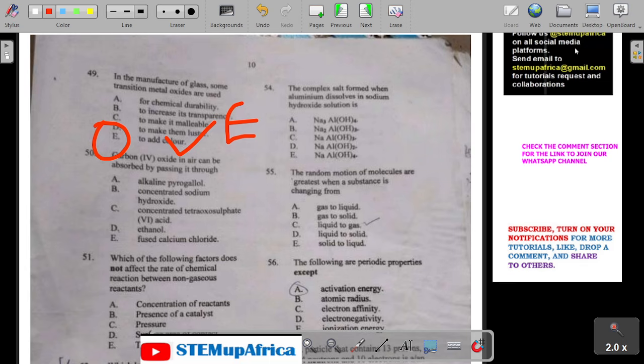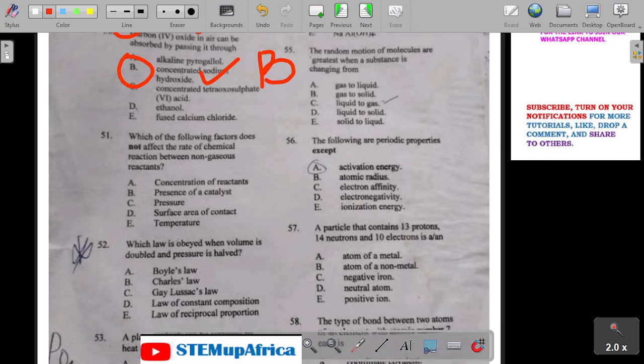Then 50, what do we have there? Number 50 says carbon dioxide in air can be absorbed by using. We answered a similar question earlier. That one was oxygen. We use alkaline pyrogallol for oxygen. So for carbon dioxide, we use concentrated sodium hydroxide. That's what we use for carbon dioxide.